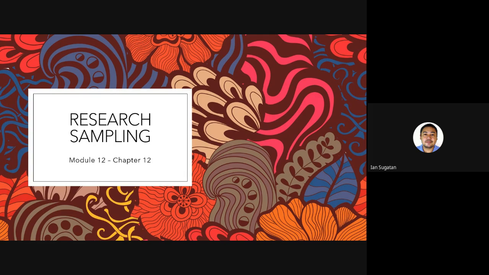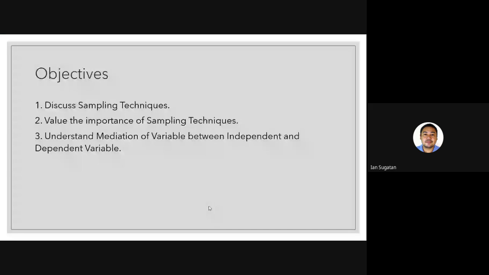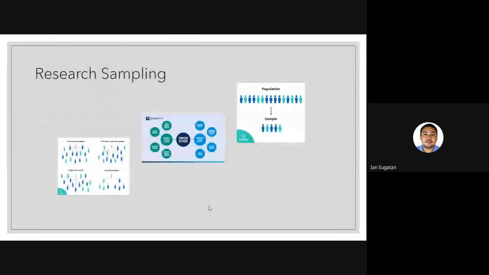Our topic for this evening is about research sampling. So our objectives are as follows. Number one, discuss sampling techniques. Number two, value the importance of sampling techniques. And number three, understand mediation of variables between independent and dependent variables.